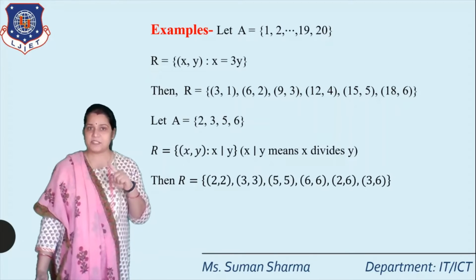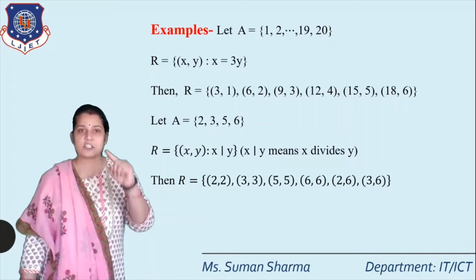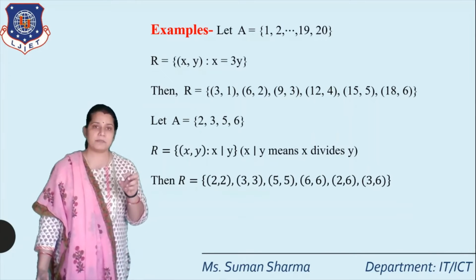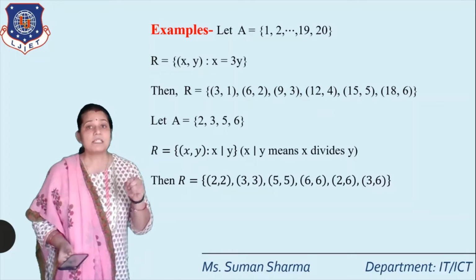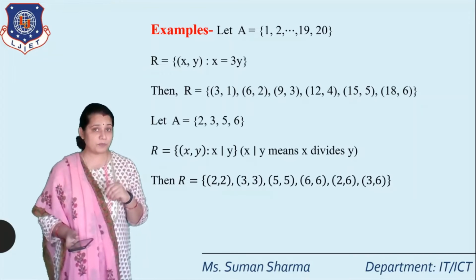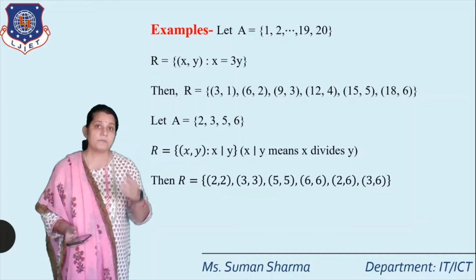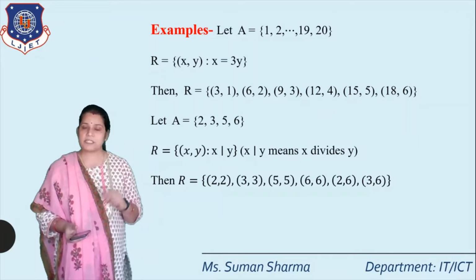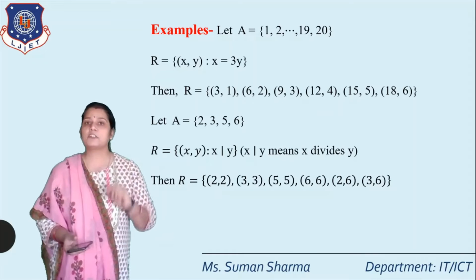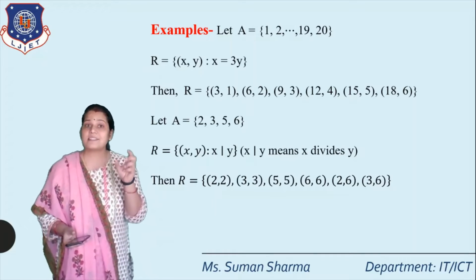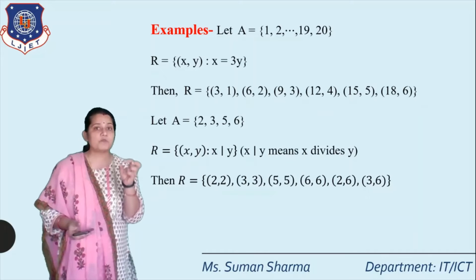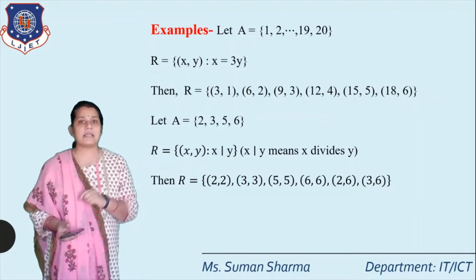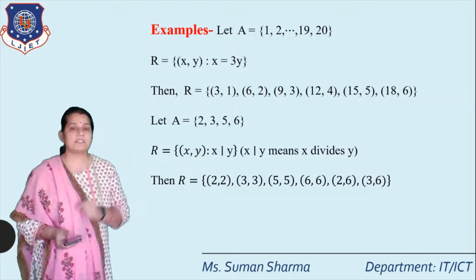21. But 21 is not in your set A, because here we are given the elements of set A as 1 to 20. So according to the relation, if we put y is equal to 7, x is equal to 21 and 21 is not an element of the set A. So we write the relation only for 1 to 6. Got it? Next example is A is equal to 2, 3, 5, 6.